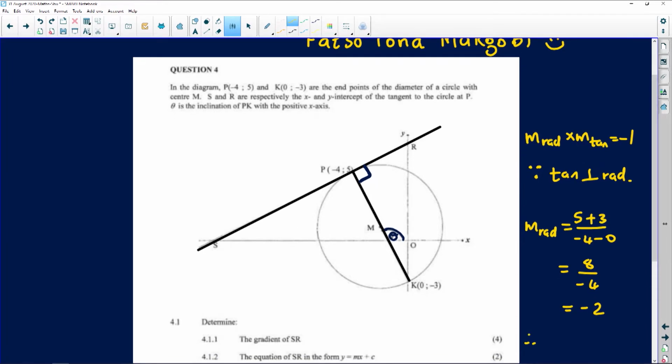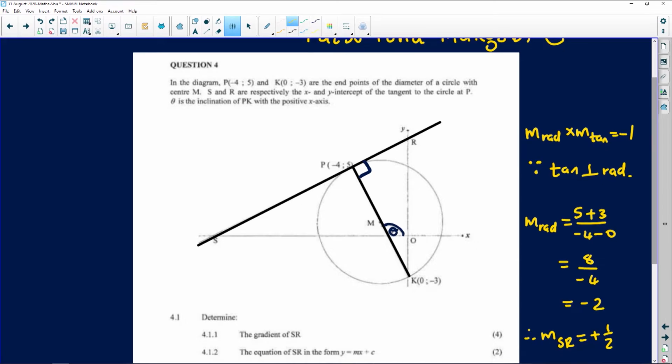Therefore, we can then conclude that the gradient of the line SR, which happens to be the tangent, will just be +1/2, because when you multiply them, you need to get an answer of -1 since they are perpendicular to each other. Right. Let's move on to the second part of this question.